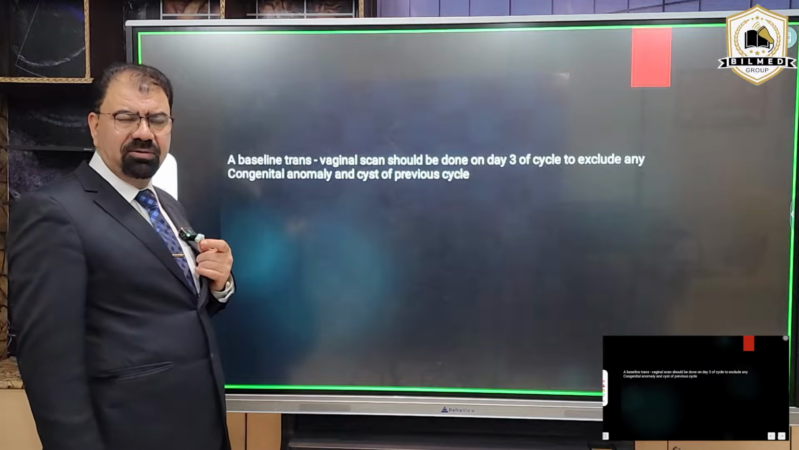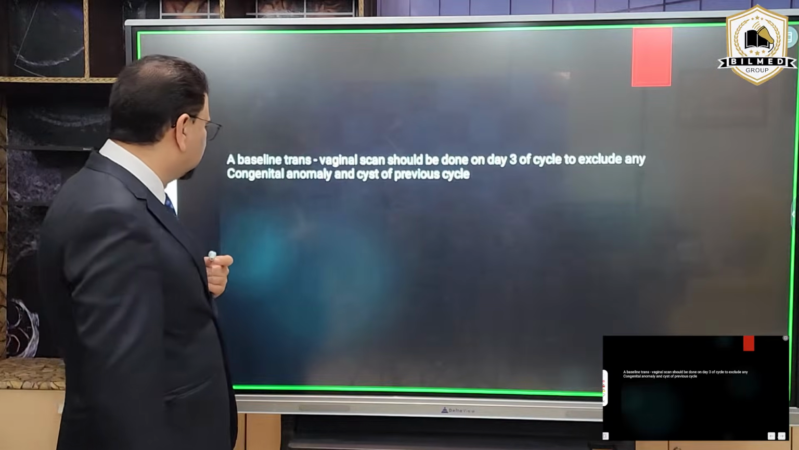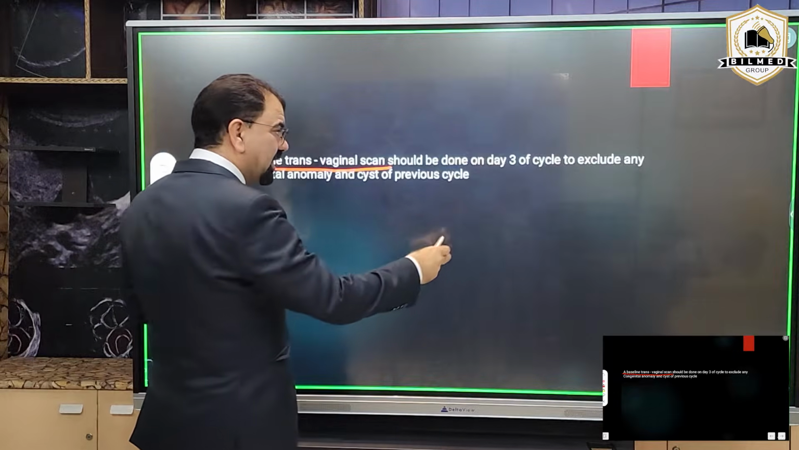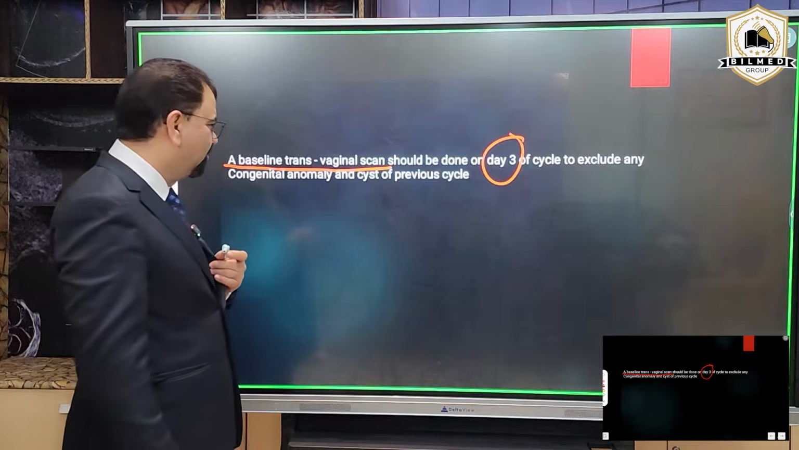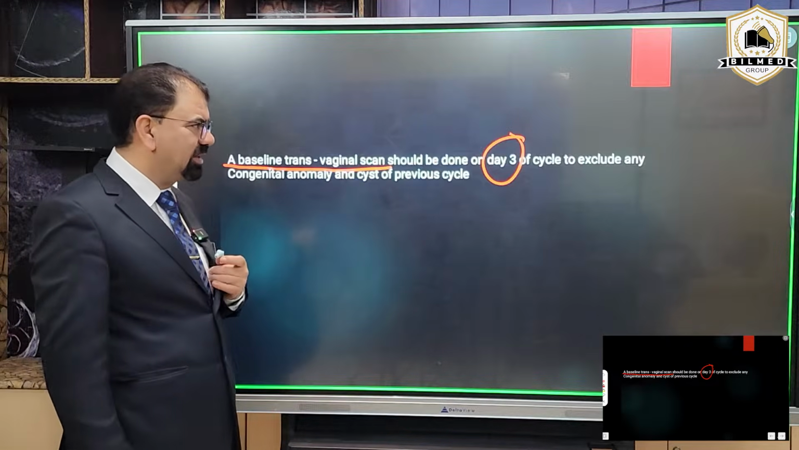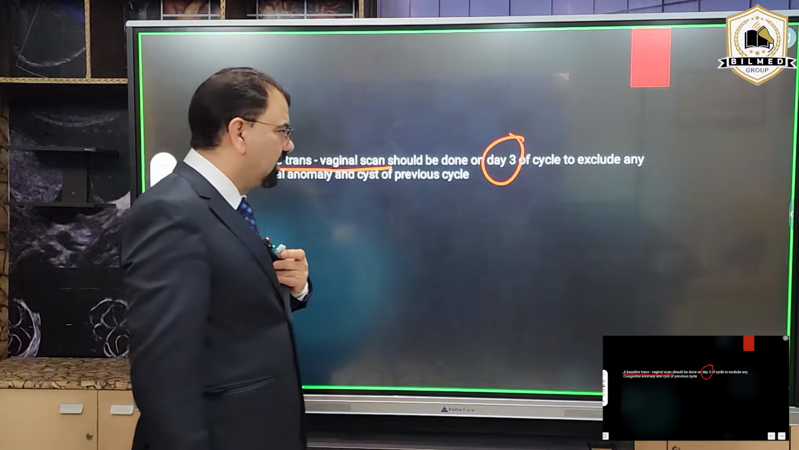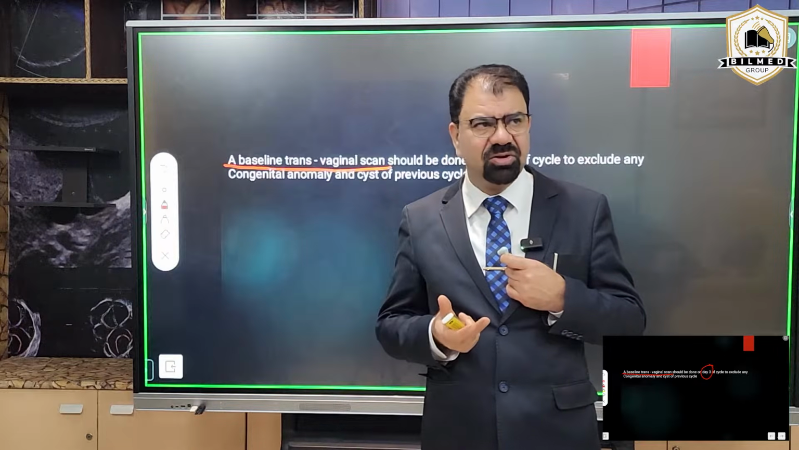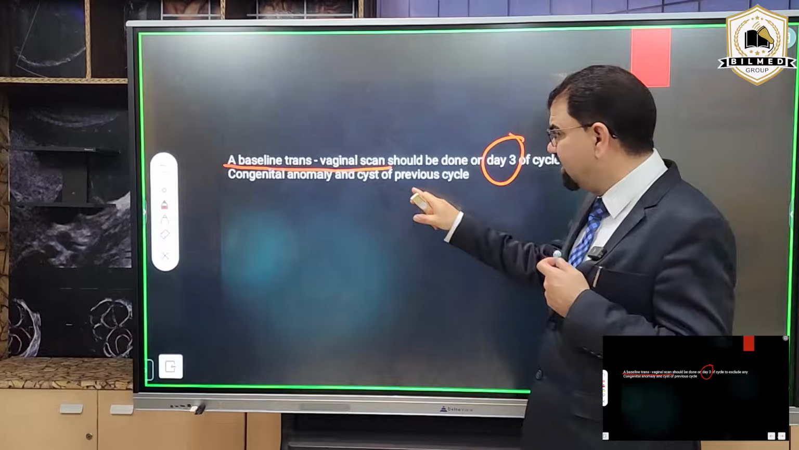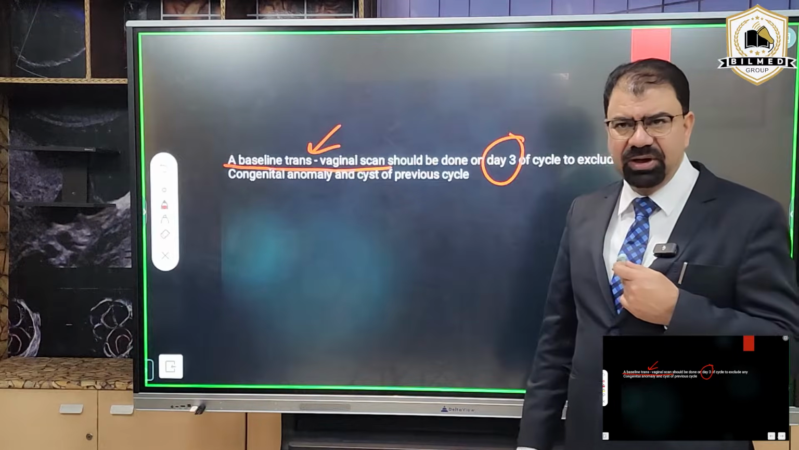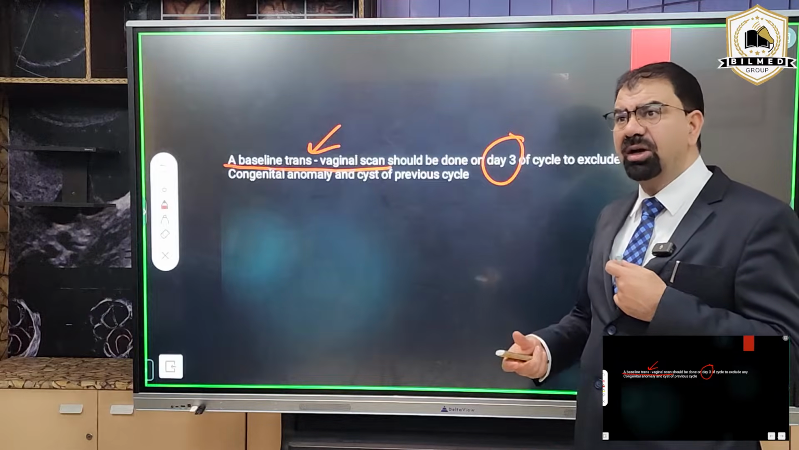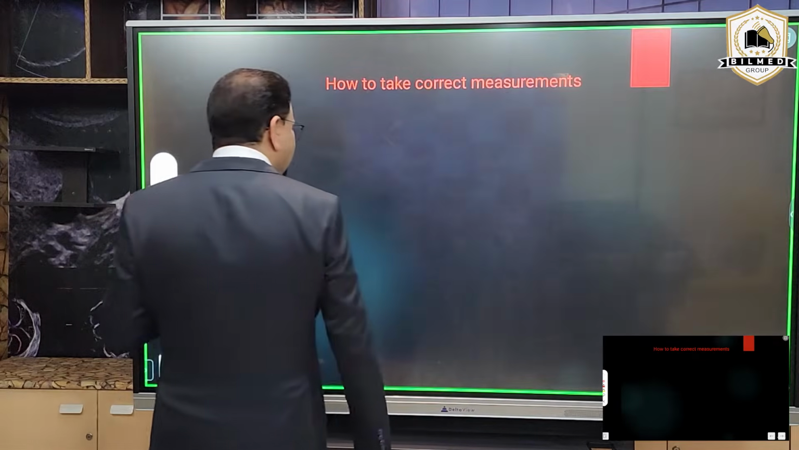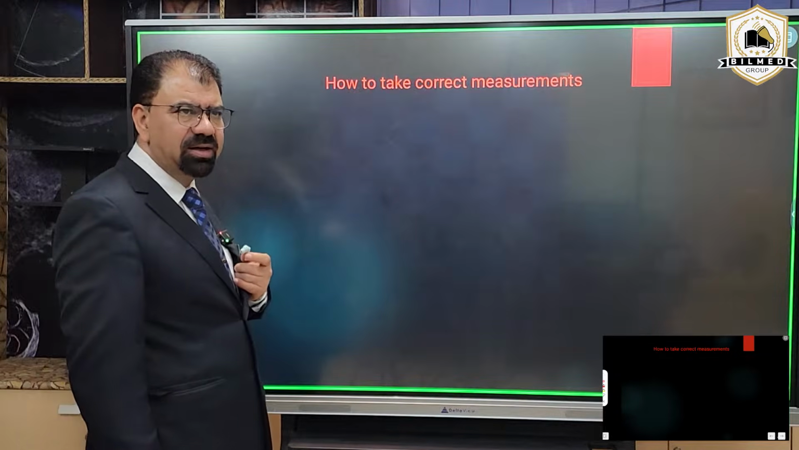Now, when you are doing folliculometry, there is something called the baseline scan, which has to be taken on day 3 of the cycle. What for? Because we have to see whether there is any cyst in the ovary, and maybe that cyst is a functional cyst. In the baseline scan only, I can say whether I am dealing with a functional cyst, a dermoid, or something abnormal. So take a baseline scan, which we usually take on day 3 of the cycle.